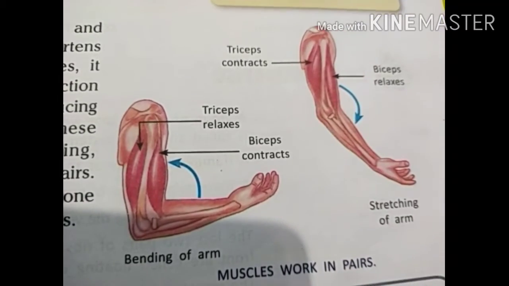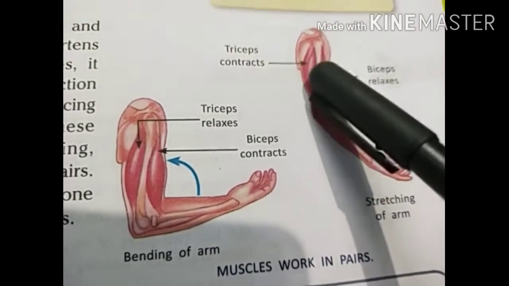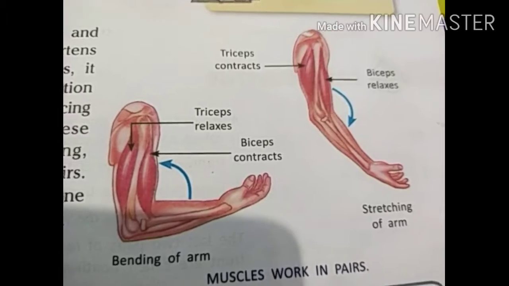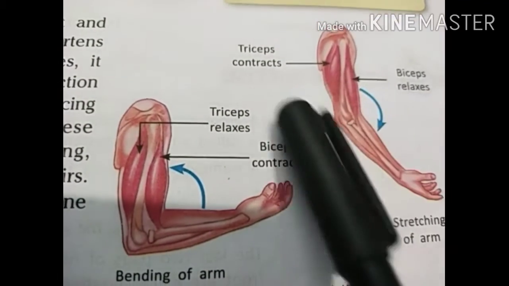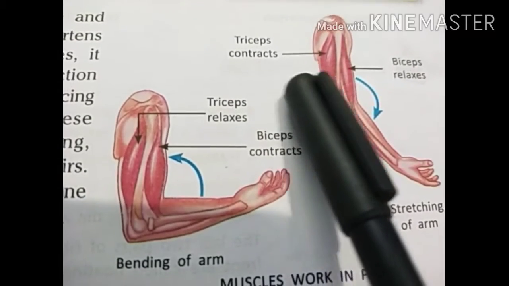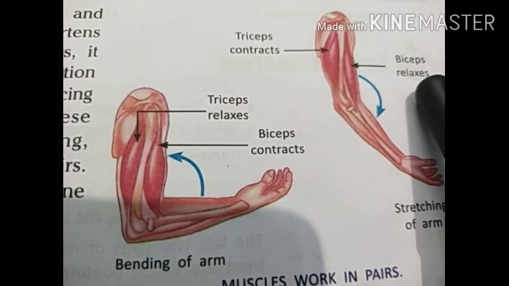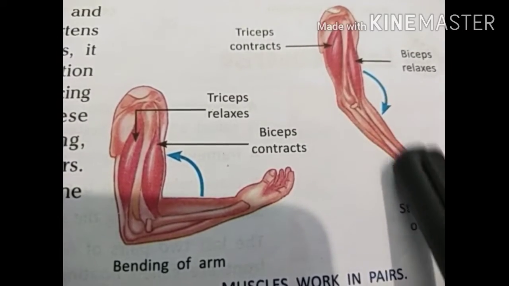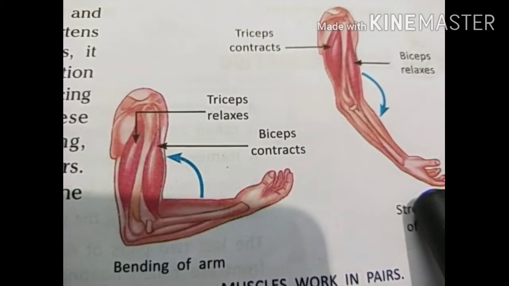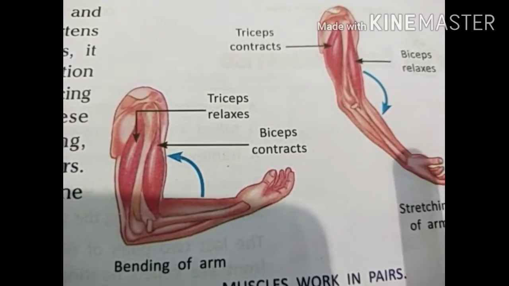See, this is the stretching of the arm. When we stretch our arms, when we spread our arms, the tricep muscles contract. The tricep muscles contract, so the bicep muscles relax. When the relaxation occurs, it will increase in size and we will stretch our hand or arm.